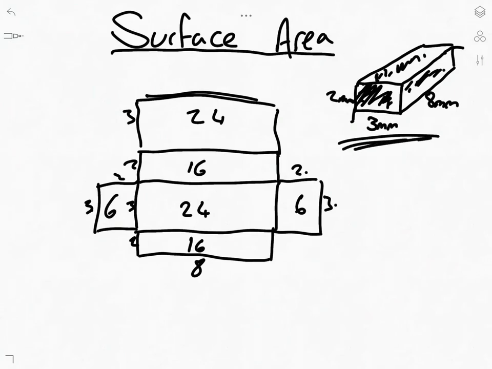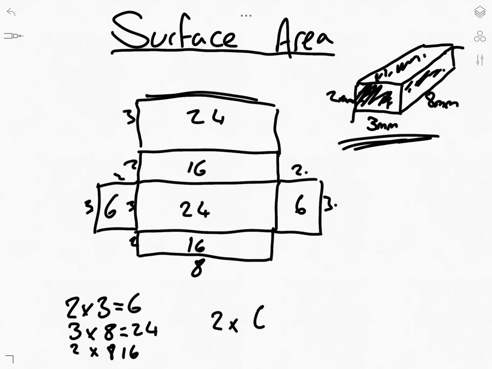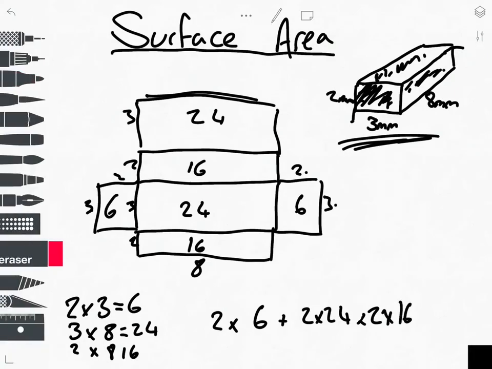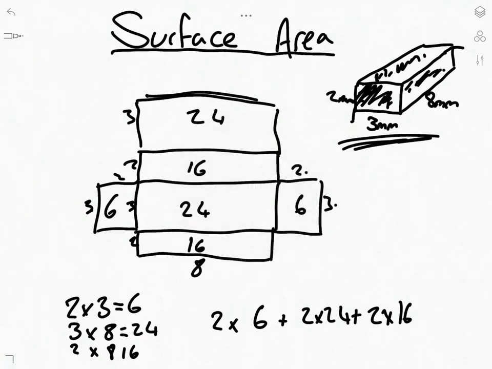So with a rectangular prism, I saw some people going 2 times 3 is 6, 3 times 8 is 24, and 2 times 8 is 16. So we want 2 lots of 6, add 2 lots of 24, add 2 lots of 16. That should be an add sign, sorry. So I saw a lot of people doing this, which is fine, because this will give us the right answer, but you've just got to realise what you are doing when you're doing this. So if we work that out, we get 92.